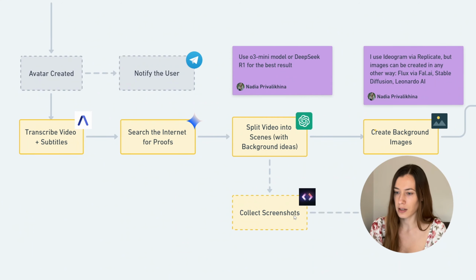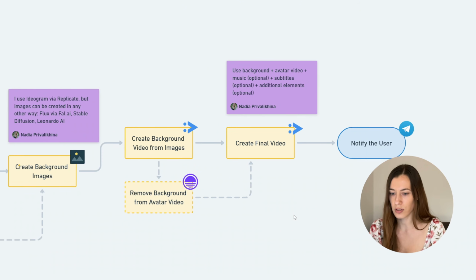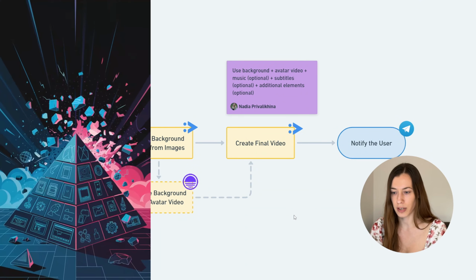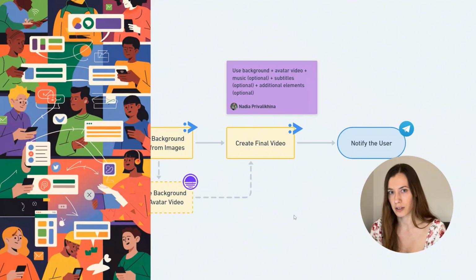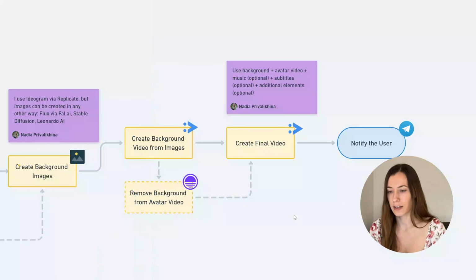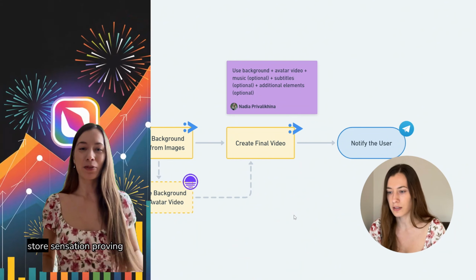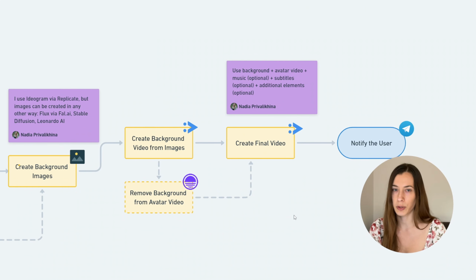And after we create all those images and after we search the internet and save all those screenshots, we need to combine it all together into one video. If your avatar is not on a green screen, then it is possible to remove the background from your video avatar and use background images to create video, and then put your avatar in front of those images. And finally, you can add subtitles, additional elements, and music.